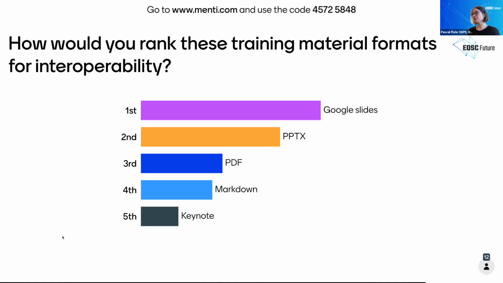From the table, Google Slides is the winner, followed by PPTX, so PowerPoint, then PDF, then Markdown and Keynote. I think we can all agree on Keynote that it's not very interoperable because it's for Macs, so it's not open. For the other ones, it's more complex, I think. So Google Slides is an interesting one compared to PowerPoint, because PowerPoint, or PPTX at least, is compatible with open formats.